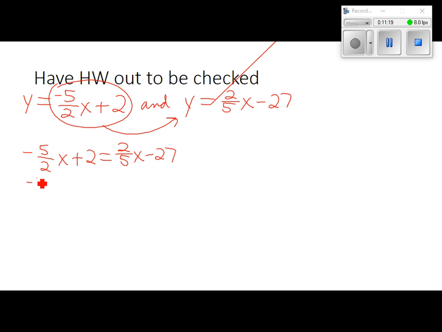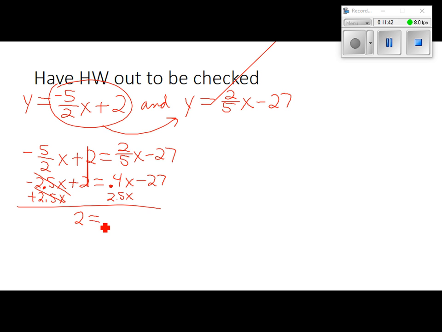2.5. Negative 2.5x. If you get a problem like this, I don't have any problem with you changing some of this into decimal form. What's that as a decimal? 0.4x. It makes it so you can use your calculator. So I want to get these two together, so I'm going to add 2.5x on both sides. Those cancel. You're left with 2 over here.